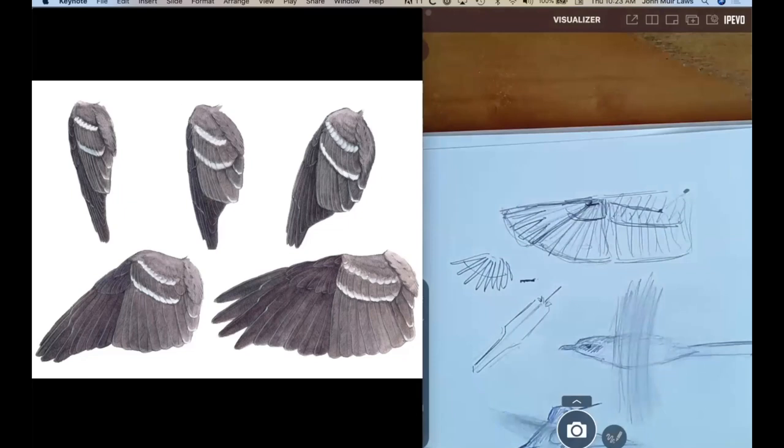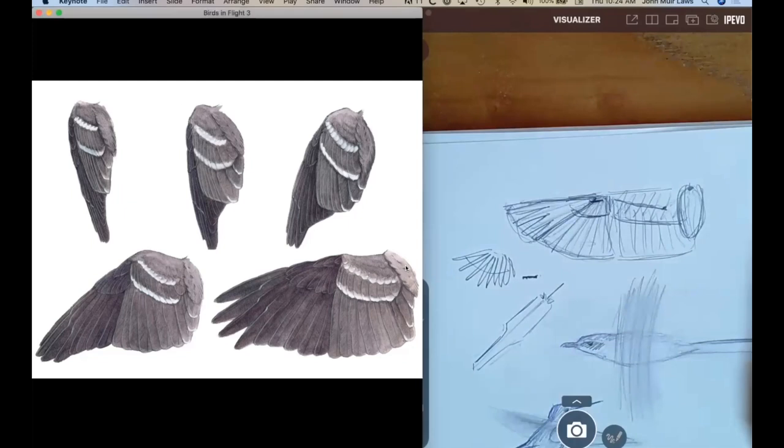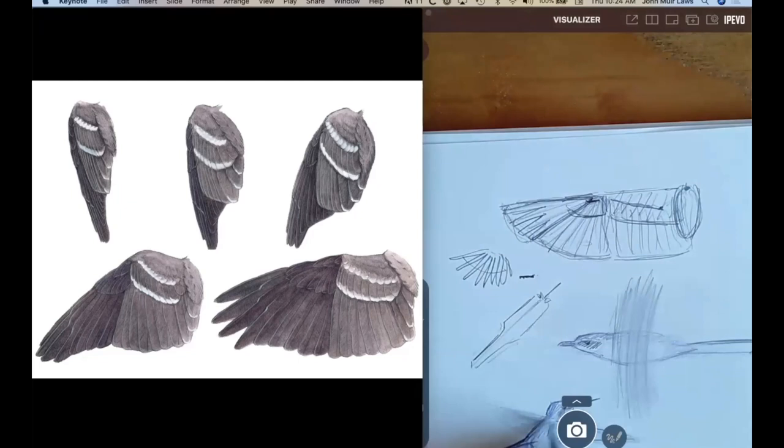The final thing I'm going to point out in wing structure is the next little piece in here, a little pad of feathers over the bird's shoulder. You can see that right here. Those are called the scapular feathers. They're over the bird's shoulder blade or scapula. You see them here, here, here, and here. Being aware that there's that little pad of feathers up there can often help you blend your wing into the body.